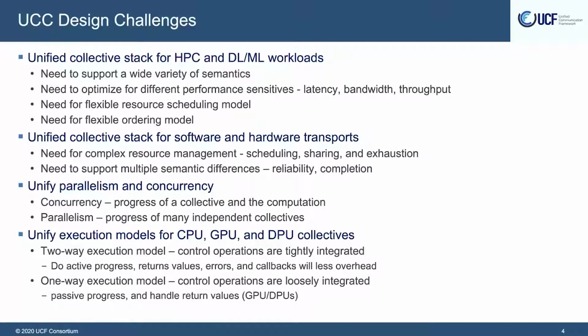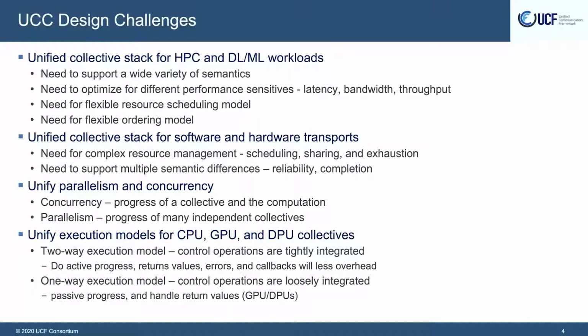Another challenge that I think is important to call out is unifying execution models for CPU, GPU, and DPU. I call these the two-way execution model and the one-way execution model. I could call them in a different way, but let me make clear what I mean by the two-way execution model. If you take collectives, today you can invoke on a CPU thread, execute on a CPU, progress on a CPU, and then complete on a CPU. I call that a two-way execution model, because you can have a closer interaction between the thread invoking and the thread executing the collective. The overhead to interact is much, much lower.